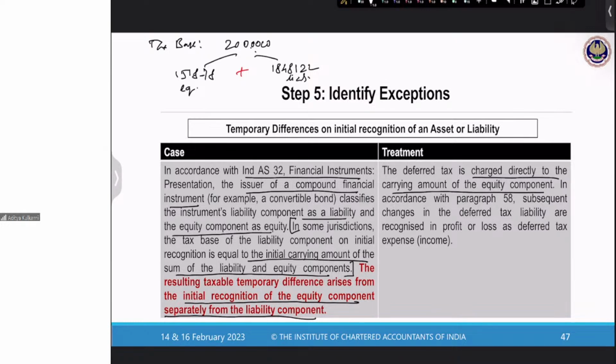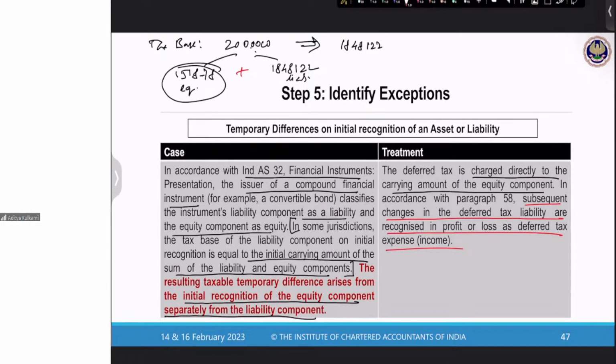component. Initial difference tha na bhai, 20 lakh मैंने recognize किया versus 18,48,122. Initial difference क्यों था? Why did I have the temporary difference? Because of the equity component. So what am I doing now? The deferred tax is charged directly to the carrying amount of the equity component. And thereafter, in accordance with para 58, subsequent changes in the DTL are recognized in the P&L as a deferred tax expense or income. Because it is a reversal, it would amount to an income.